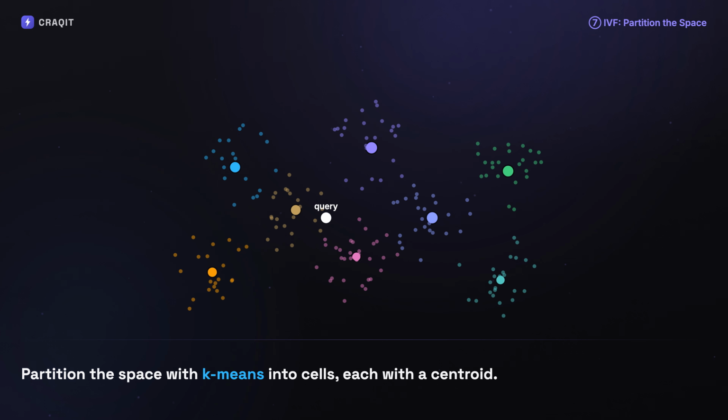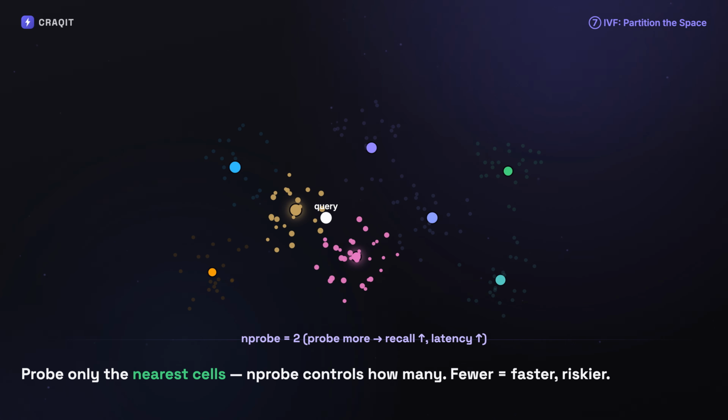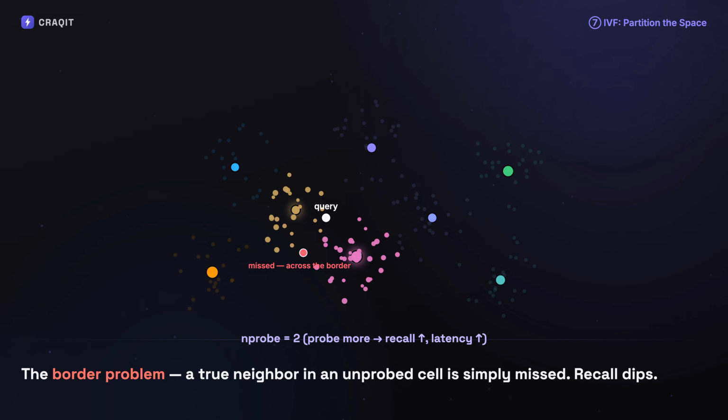To search, you don't scan everything. You find the handful of centroids nearest your query, then only look inside those cells. A parameter called nprobe controls how many cells you probe. Probe more for higher recall and more latency. Probe fewer to go faster and risk missing a neighbor that sits just across a cell border. That border problem is IVF's characteristic weakness. A true nearest neighbor can live in an adjacent cell you didn't probe, so recall is usually a touch lower than HNSW at the same speed.